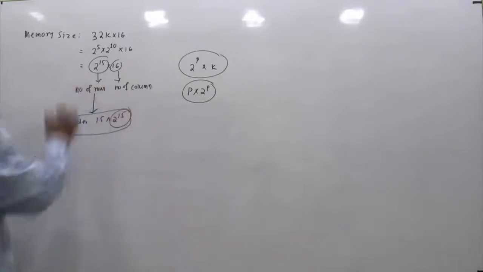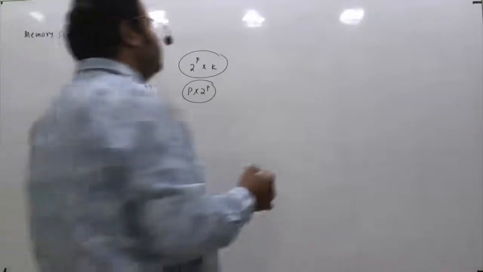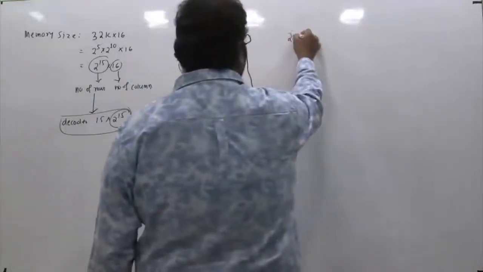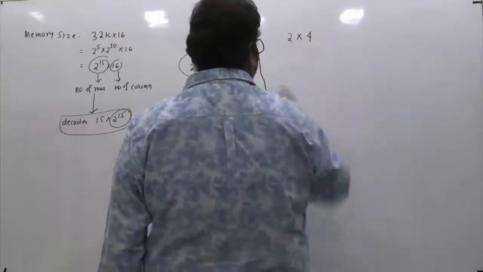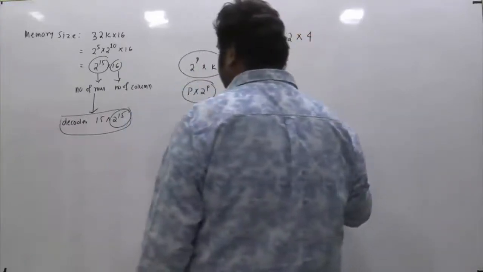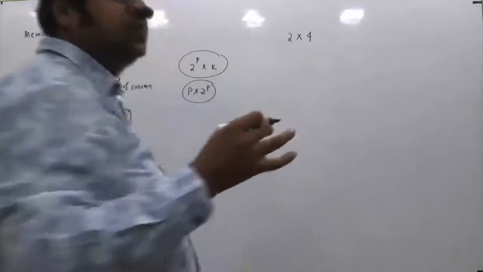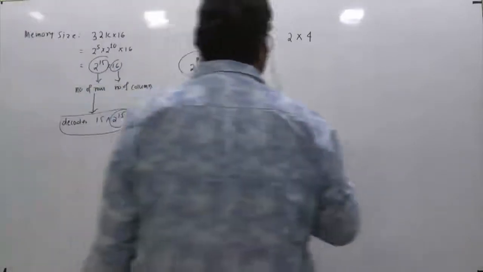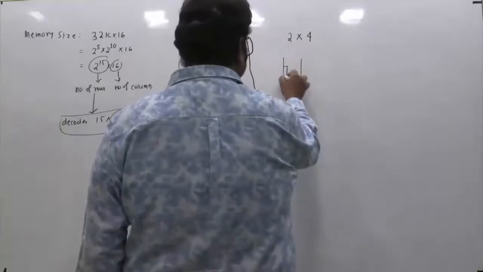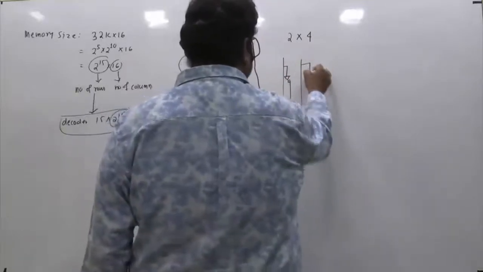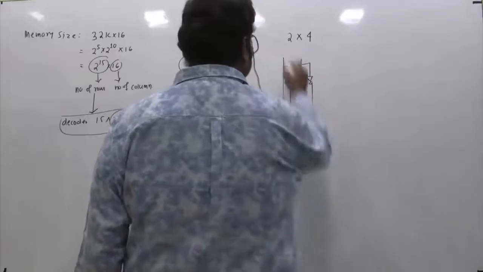Definitely 2 raised to power 15. Now how am I saying this? Suppose, for example, I ask you to draw the internal structures of a 2 cross 4 decoder. If I say to design a 2 cross 4 decoder, how does the internal circuit look like? If some of you have learnt in the digital basics, it will look something like this, okay.